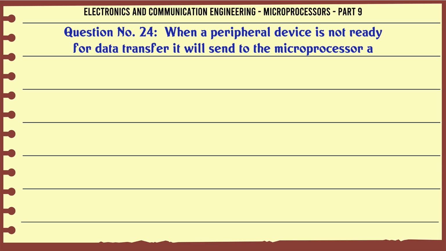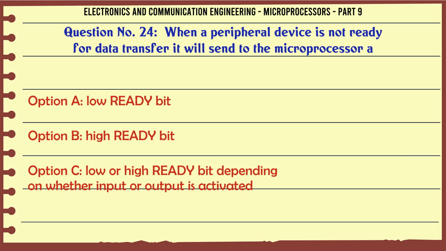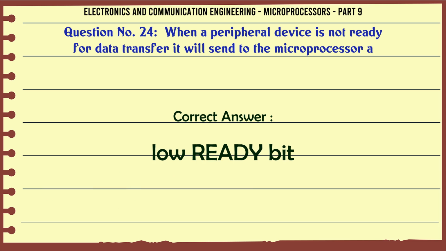When a peripheral device is not ready for data transfer, it will send to the microprocessor: A. low ready bit, B. high ready bit, C. low or high ready bit depending on whether input or output is activated, D. none of the above. The correct answer is low ready bit.